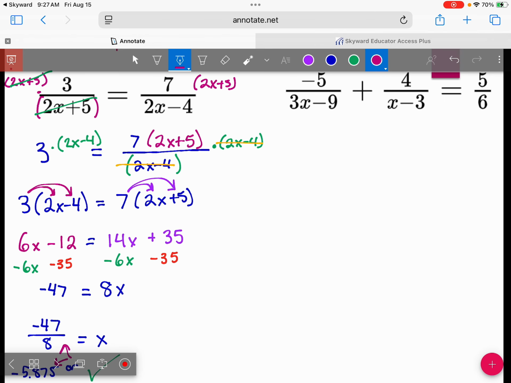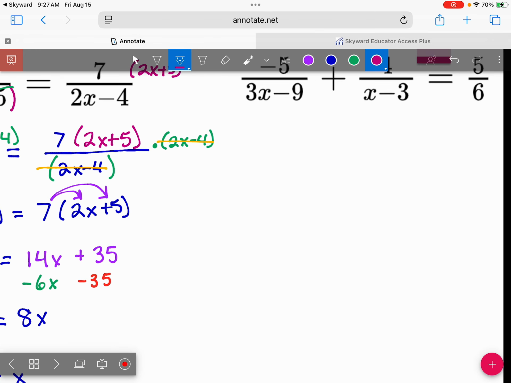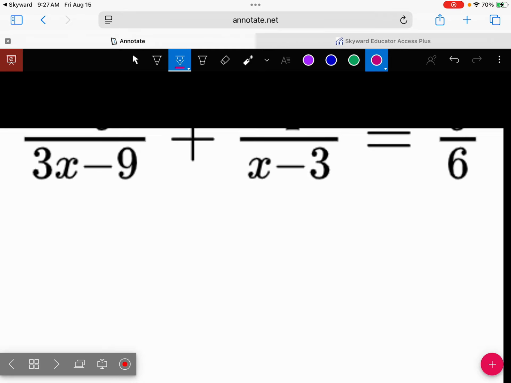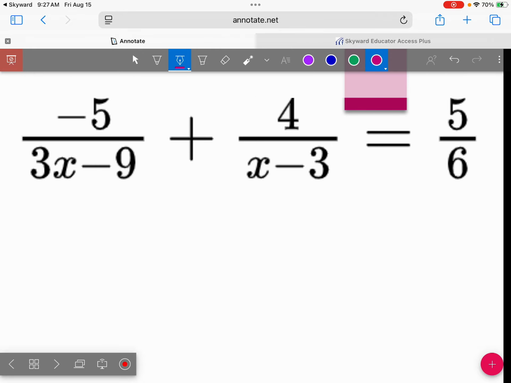Okay. Questions on this first one on the side? Because we're going to do another one. So here's our next one we're going to do. We've got negative 5 over 3x minus 9 plus 4 over x minus 3 set equal to 5 over 6.